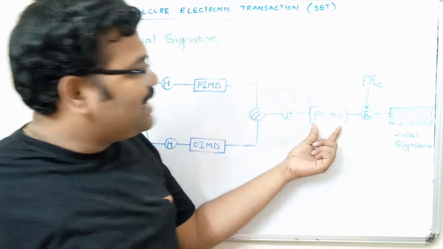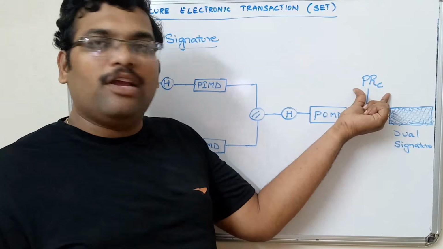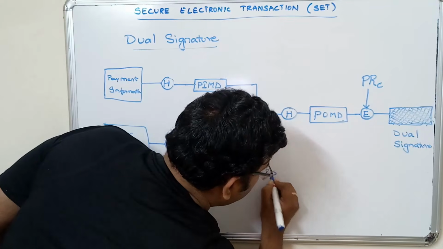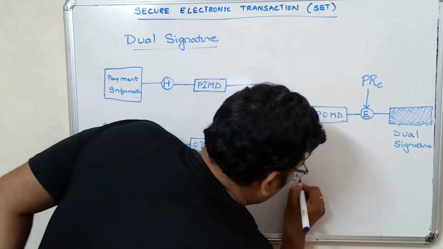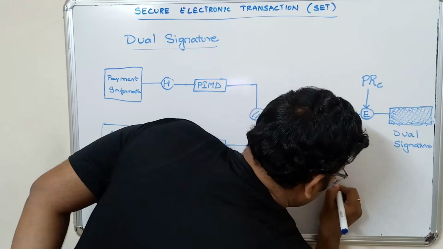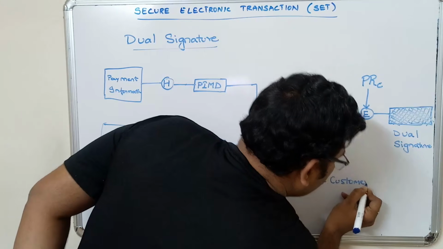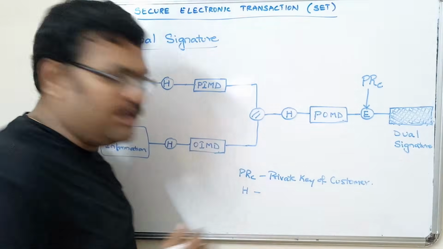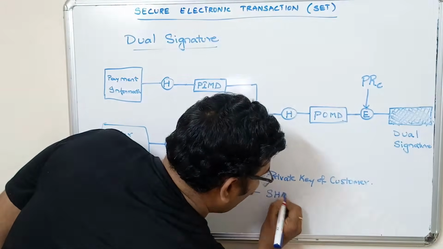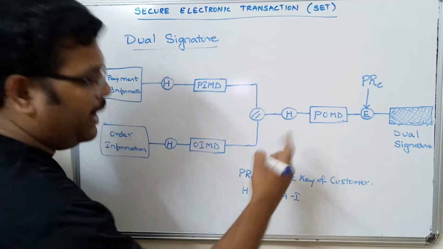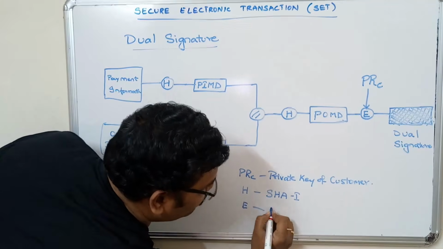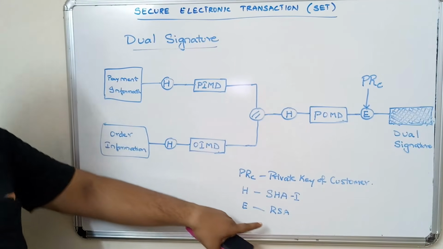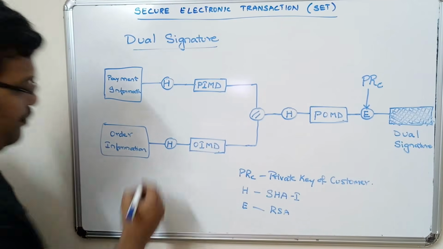Again the result will be encrypted by using the private key of the customer. Here PRC is the private key of the customer. Next, H is a hash algorithm. Here we will use the SHA-1 algorithm. And for encryption, we will use RSA encryption.